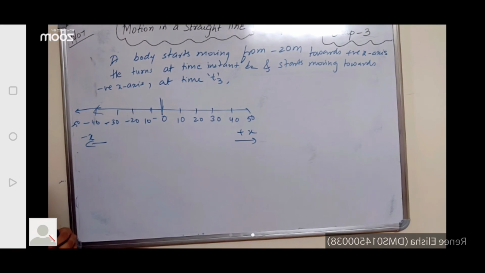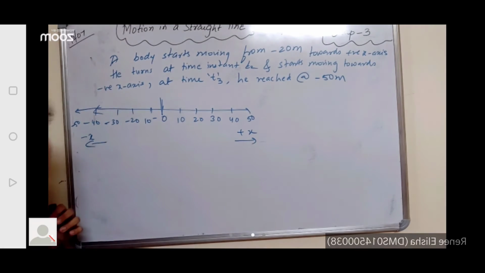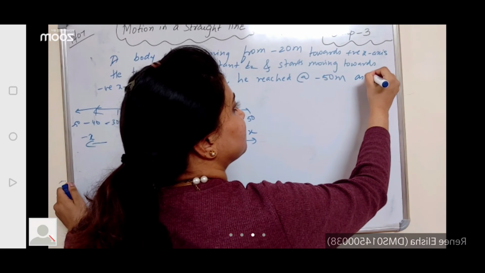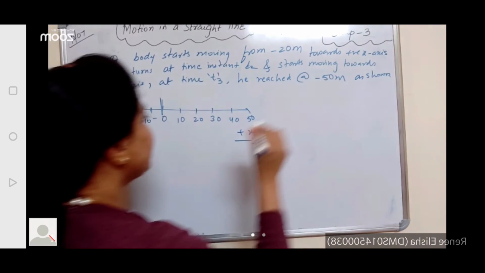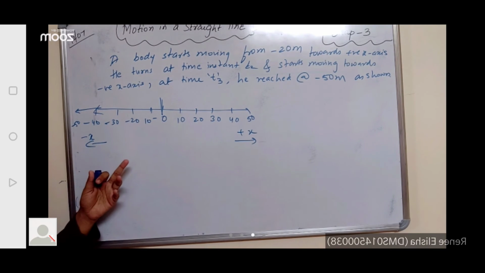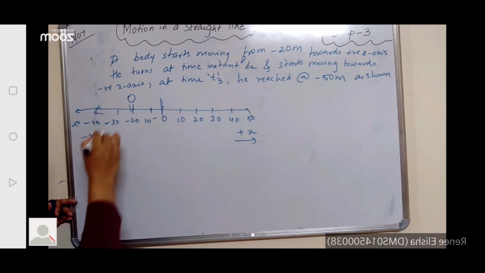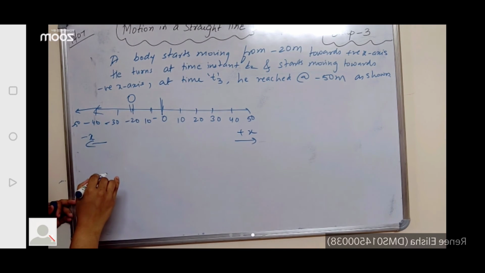At time t3, what happens? He reached at minus 50 meters, as shown in the figure. Okay, so basically they have already shown here, T1, this is 0, then they have given minus 20 this way. This ball is here. Okay, then he goes here.